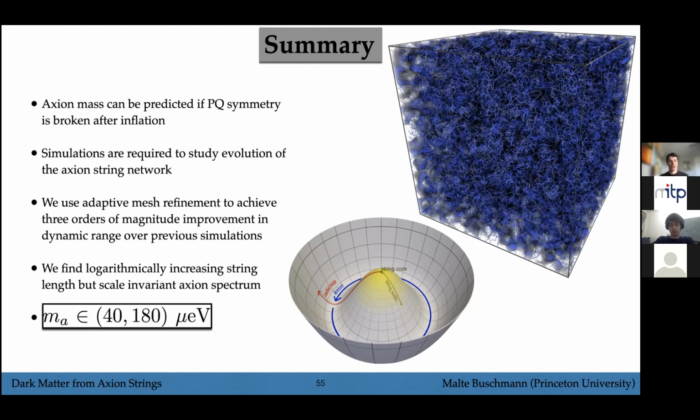In order to push the limits of these numerical simulations, we introduced adaptive mesh refinement to the problem. And with that, we were able to achieve a roughly 3 orders of magnitude improvement in dynamic range. In terms of what we are finding, there are 2 important quantities: the string length and the axion spectrum. The string length we find logarithmically increasing, for which we have some theoretical understanding. It's also consistent with previous results. But we also find a scale invariant axion spectrum, which is marginally inconsistent with previous results, but more work is needed. And in terms of axion mass, our prediction is somewhere between 40 to 180 micro-eV. So yeah, thank you very much.